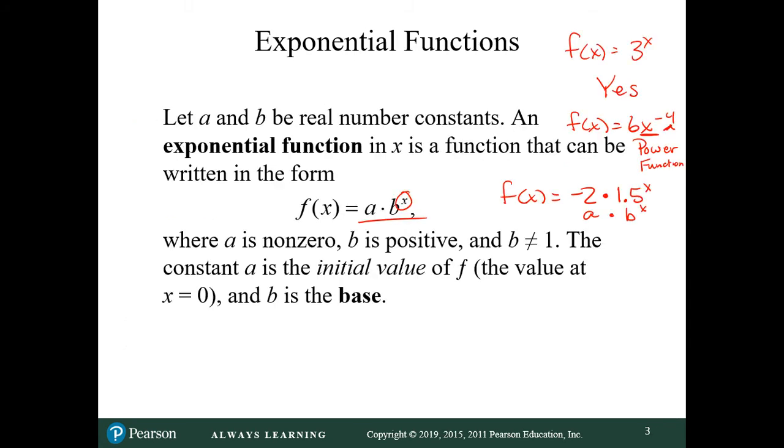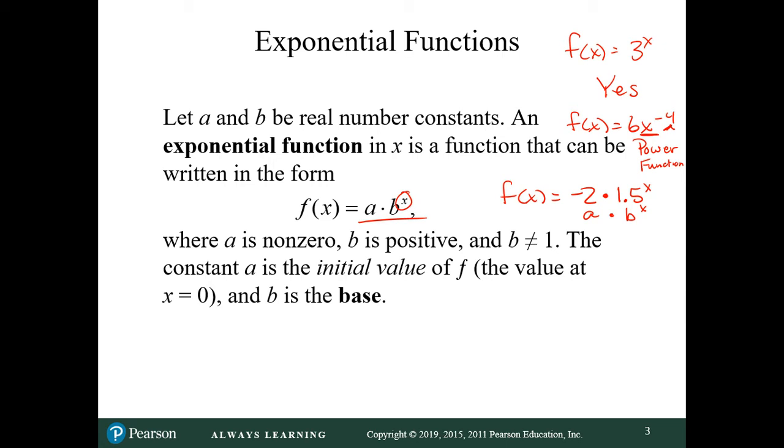Okay. So an exponential function has to be f of x equals a b to the x. You have to have the variable up there, okay? So we said f of x equals 3^x was an exponential function. F of x equals 6x to the negative 4th is not. That's a power function. F of x equals negative 2 times 1.5 to the x is an exponential function.